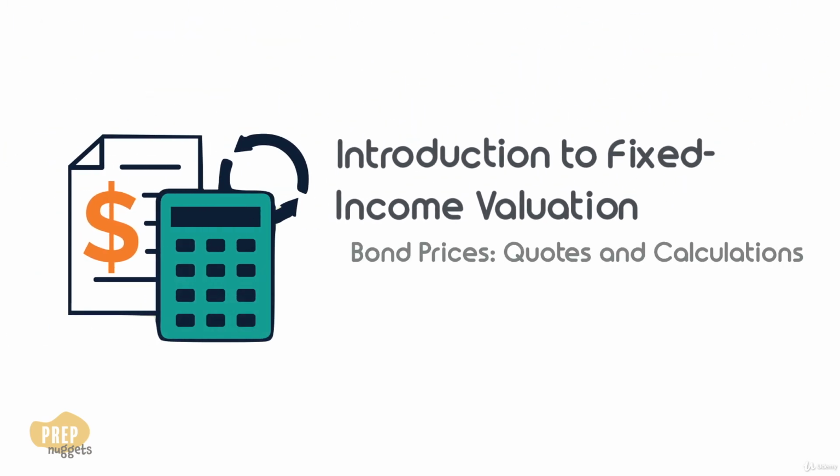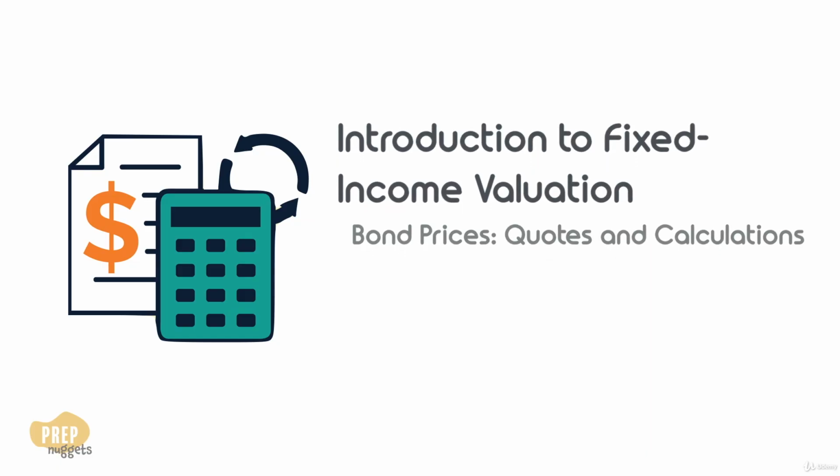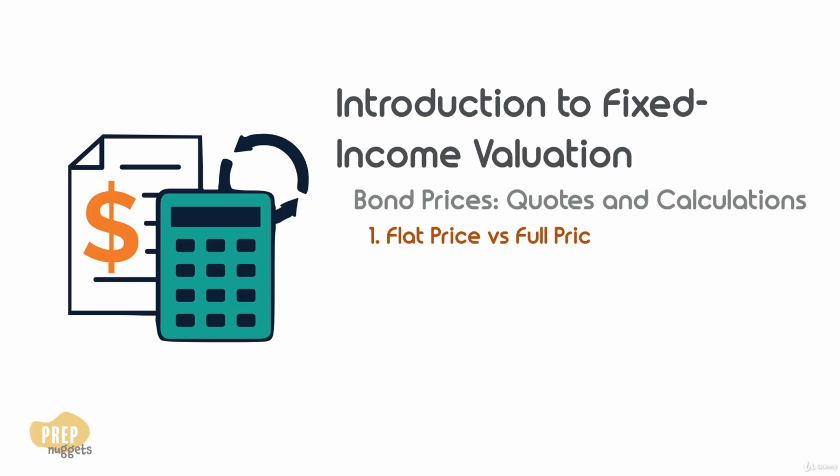When investors buy bonds, there can be a difference between the quoted price and the price paid. This lesson explains the difference through a study of a bond's flat price versus its full price. We also learn how to estimate the price and market discount rate of a bond in the absence of active trading through a process called matrix pricing. Let's get started.